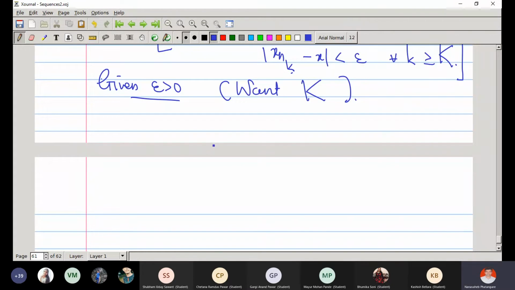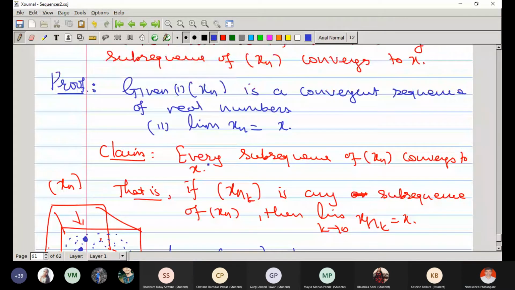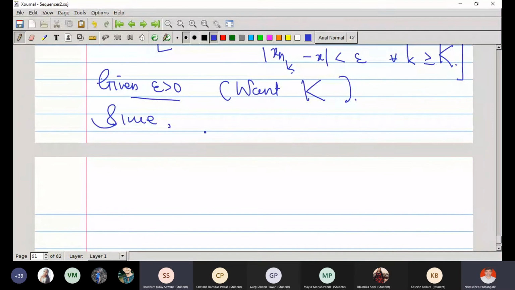So what is the given data? What is the assumption? The limit of x_n is x. Limit as n tends to infinity of x_n is x. Therefore, for every epsilon there is a K, right? Therefore, in particular for this epsilon also there exists some, what should I say, some k or n. I should say n here, because the notation might be confusing, so don't get confused among the notation.